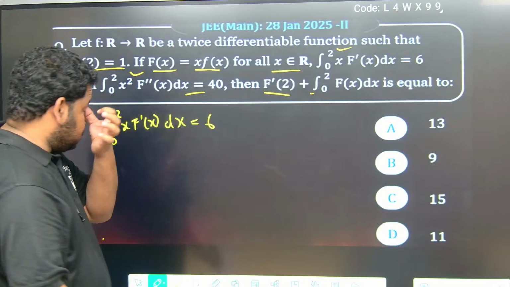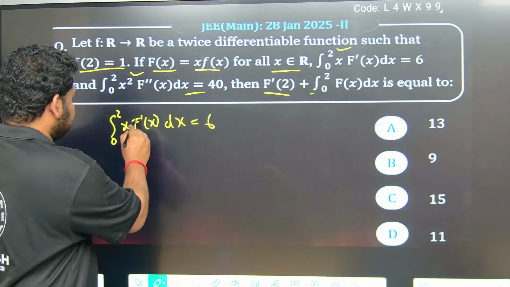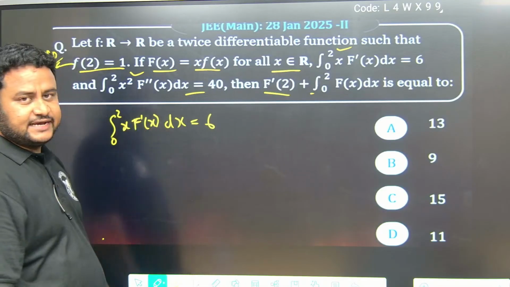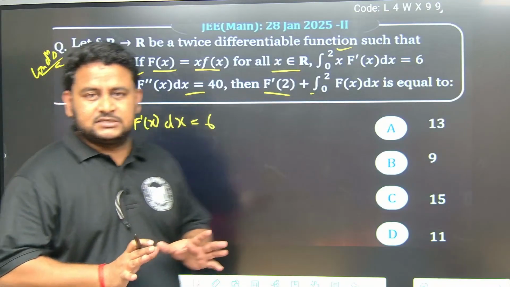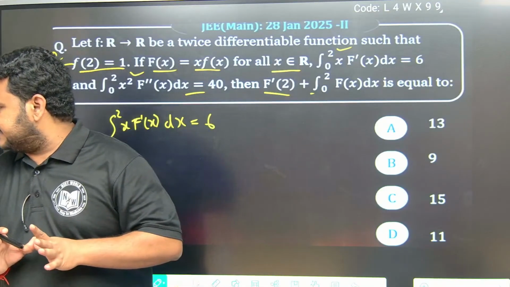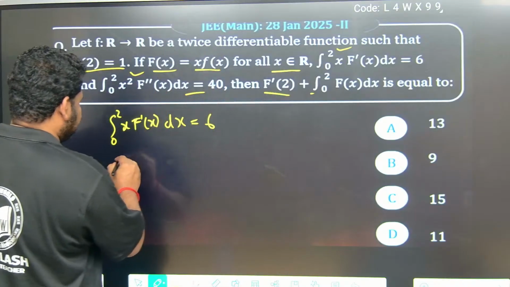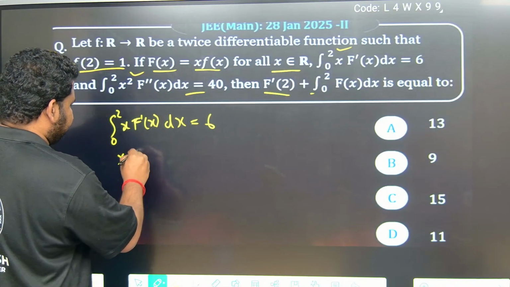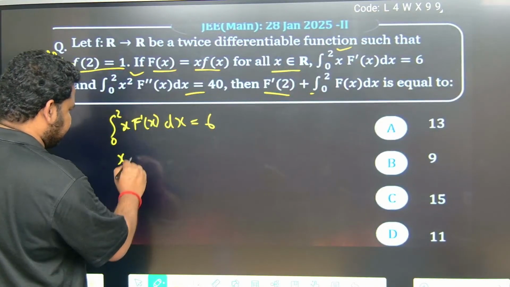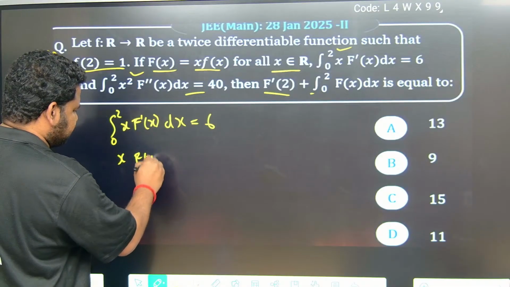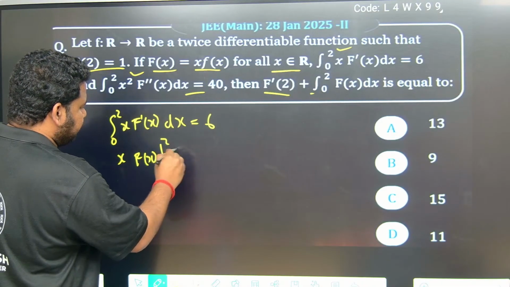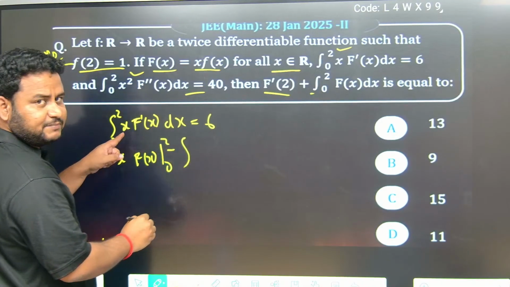So what is this? This is the first function, and this is the second function. I have to integrate by parts. So the first function will become x times f(x), because after integrating f'(x) it will become just f(x). So it is x f(x) from 0 to 2, minus d by dx of x, which is nothing but 1.